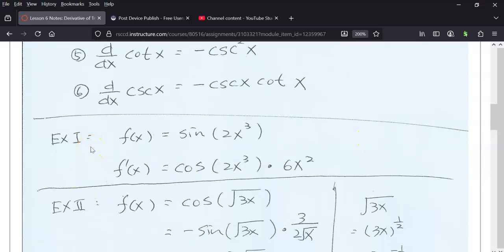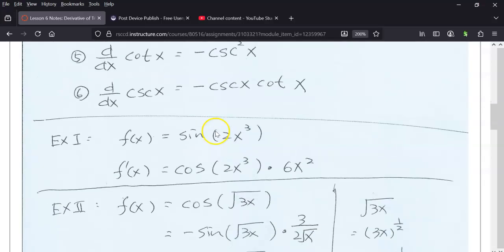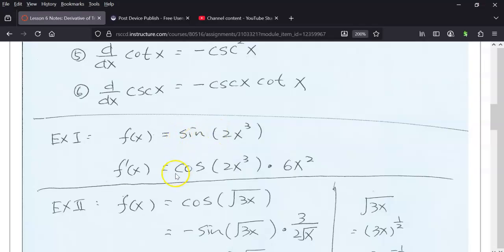If f of x is equal to sine of 2x cubed, now 2x to the third power. Remember from before, the derivative of sine is cosine. So we just take the derivative of this. Sine becomes cosine of 2x cubed. But then chain rule kicks in. Then we need to multiply times what? Times the derivative of what's inside. Inside is 2x cubed, so the derivative of this is 6x squared.